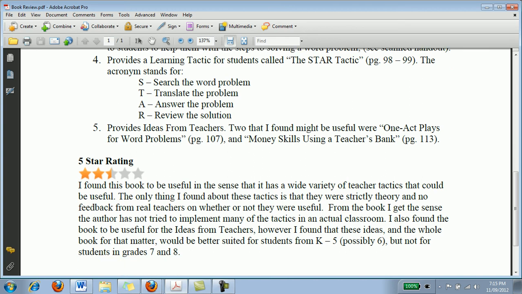Overall, I gave the book a 2.5 star rating out of 5, mainly because I found that the tactics used in there were based upon theory, and it really didn't give you a teacher's view on how useful they were, or if you needed to make any changes. I also found that it was geared a lot more towards younger classes. It would be useful for anywhere between K to 4, maybe 5, maybe possibly 6, but for 7 and 8 students I really did not find things that useful.